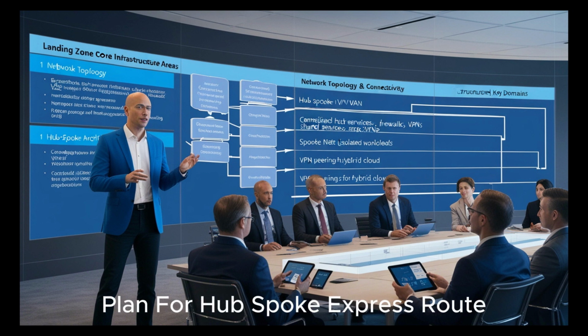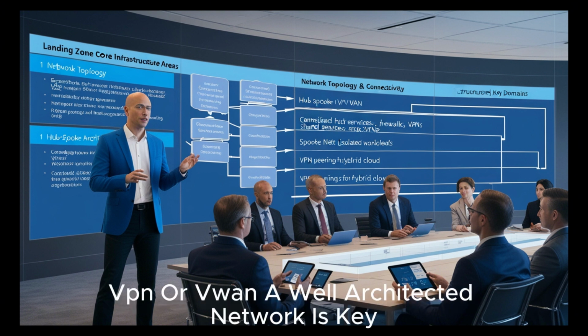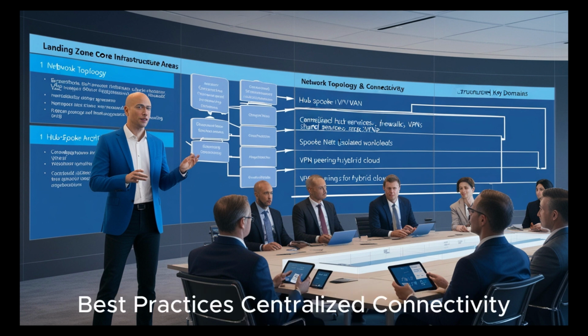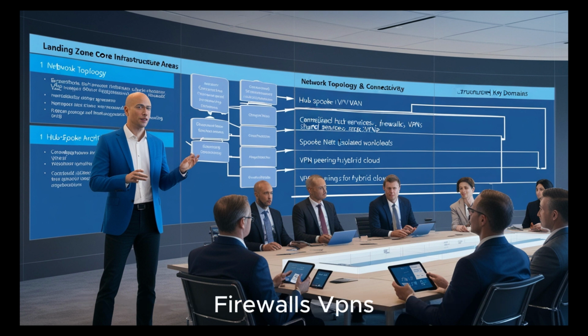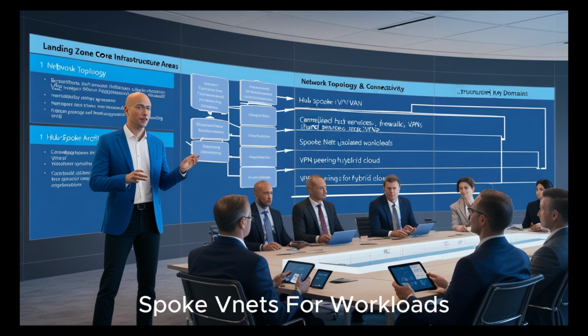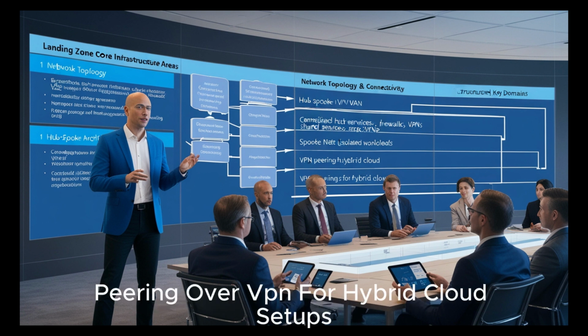Network topology and connectivity. Plan for hub spoke, Express Route, VPN, or VWAN. A well-architected network is key. Best practices, centralized connectivity, hub VNet for shared services, firewalls, VPNs. Spoke VNets for workloads, isolated but connected. Peering over VPN for hybrid cloud setups.